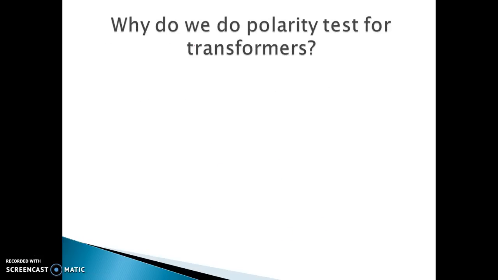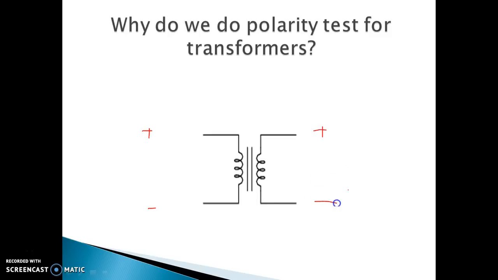Why do we do the polarity test for the transformer? After all, a transformer is nothing more than a set of magnetically linked inductors. An inductor doesn't usually come with polarity marking of any kind. If we were to look at this unmarked transformer, there is no polarity marking. So we can consider any kind of polarity to its primary and secondary side.